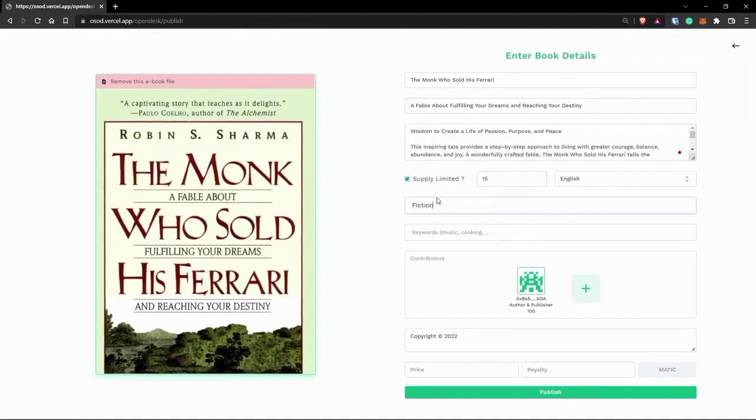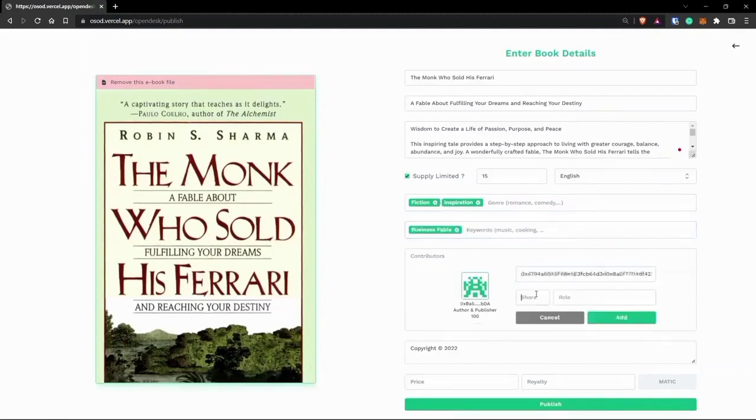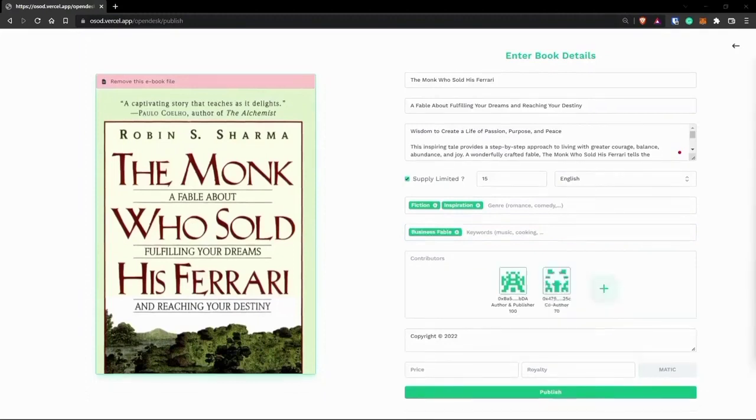Filling in the genres and the keywords. The author can also add the contributors who have contributed to the book, along with their roles and their shares. And the royalty is the amount paid as compensation by readers for exchanging books. The book data and the book metadata are being uploaded on IPFS.